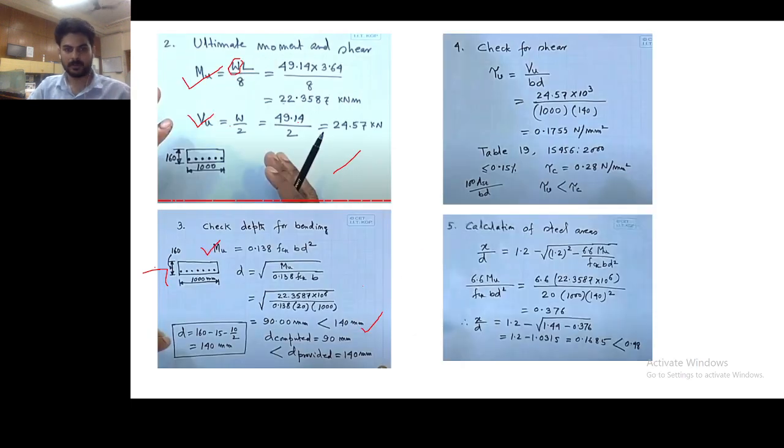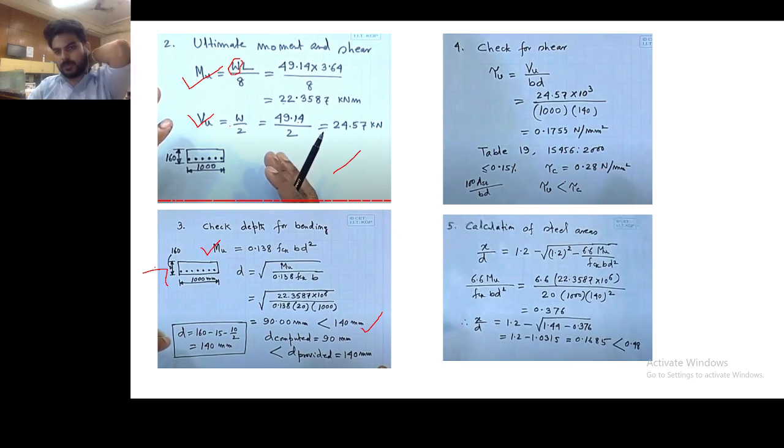Okay, so D we have calculated, D provided and D computed is also we know. Check for shear. Check for shear we can do. Shear force we know, B and D also we know. D is taken as 140. This is only 0.1755. In the table number 19, and for the area of steel usually in the slab it is around 0.15%. For that, if you check, the tau C becomes 0.28.